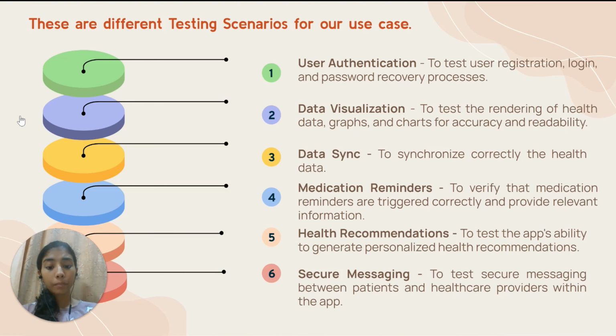Next one is medical reminders. We need to verify medication reminders are triggered correctly and include snooze, dismiss, and tracking options. The next one is health recommendations. To test the personalized health recommendations based on user data, and align them with the user's health profile. Next is secure messaging. To test the secure messaging between patients and healthcare providers, ensuring message delivery and attachment support.